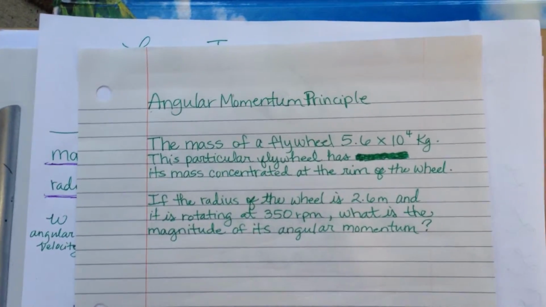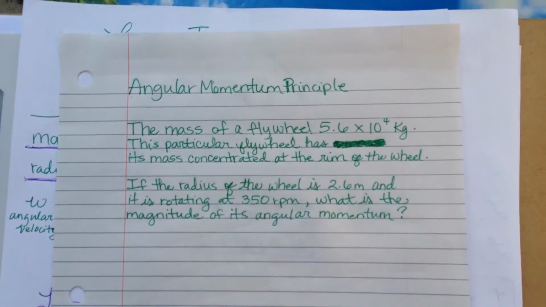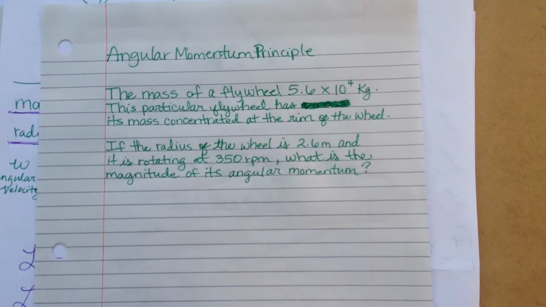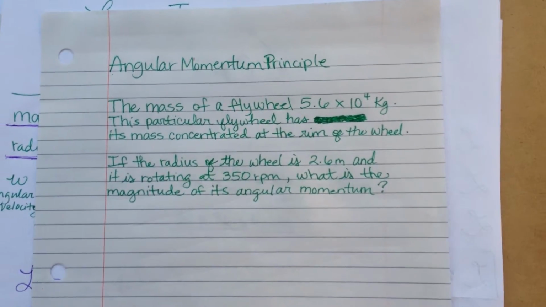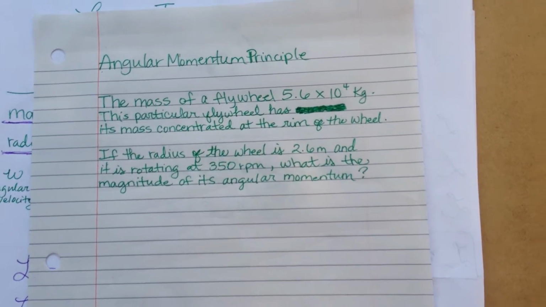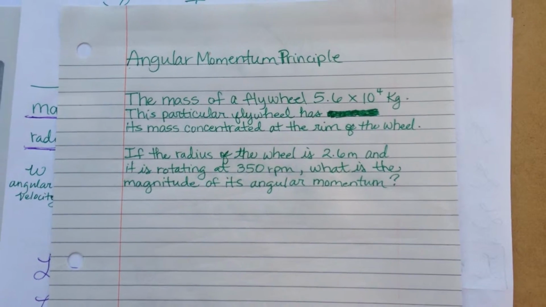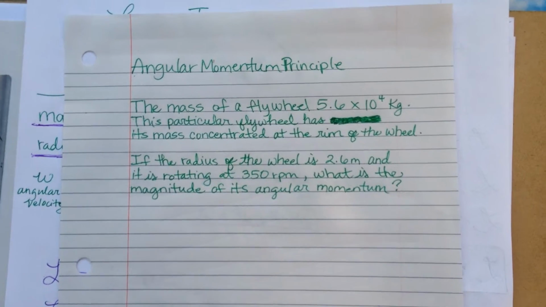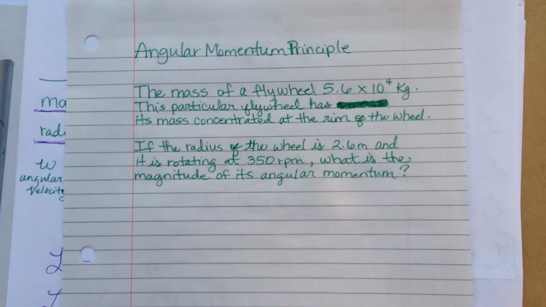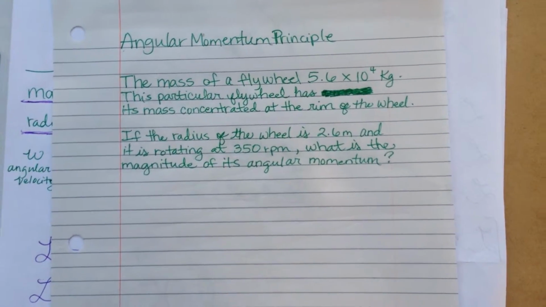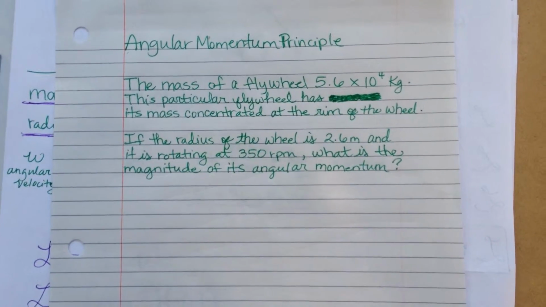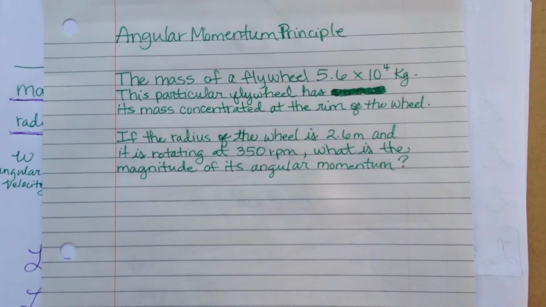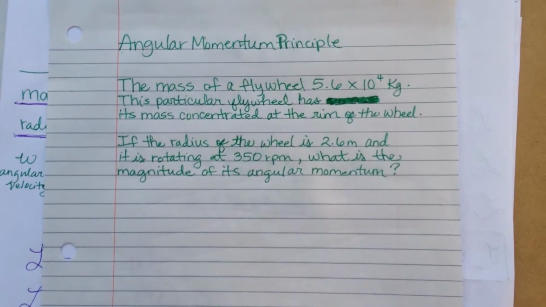This is the reassessment video for the angular momentum principle. The question says the mass of a flywheel is 5.6 times 10 to the fourth kilograms. This particular flywheel has its mass concentrated at the rim of the wheel. If the radius of the wheel is 2.6 meters and it is rotating at 350 rotations per minute, what is the magnitude of its angular momentum?